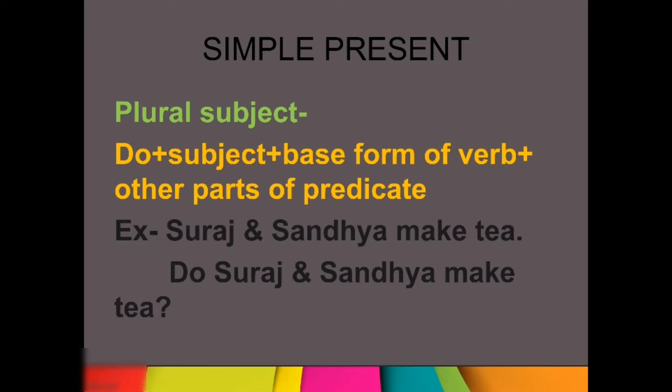So how will you use it? How will we make a question? Do Suraj and Sandhya make tea? Then question mark. So यहाँ पे does की जगह आपने क्या use किया? Do, because we are having plural subject. So do Suraj and Sandhya make tea? And at the end we will always put question mark. Okay students, I hope this is clear to you.